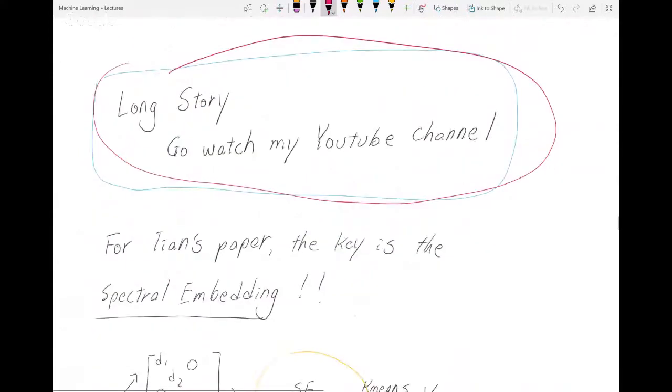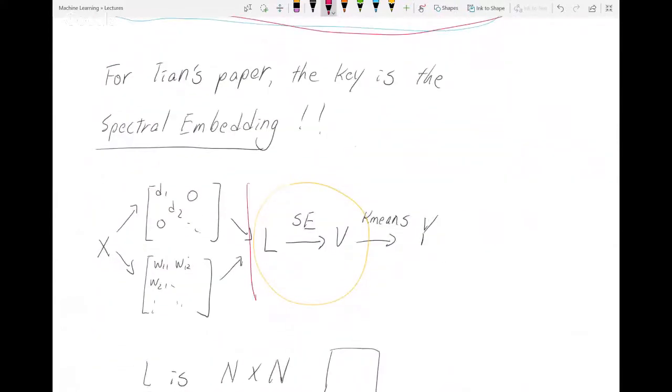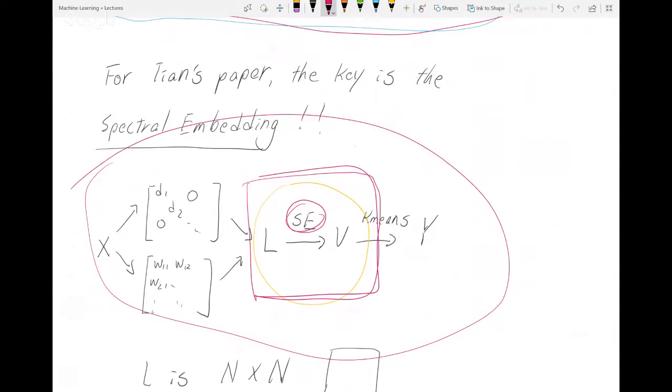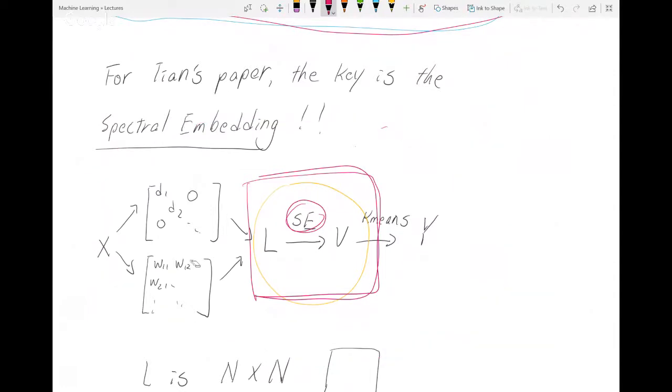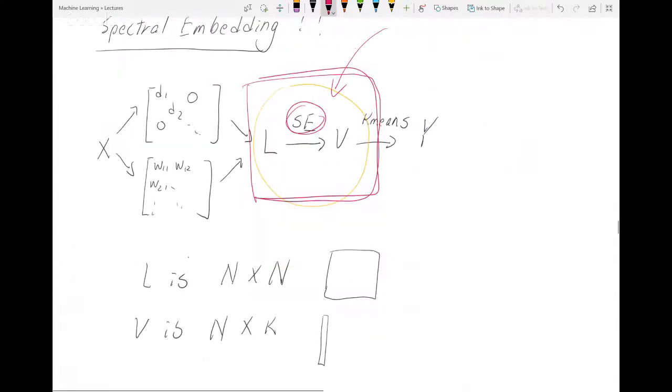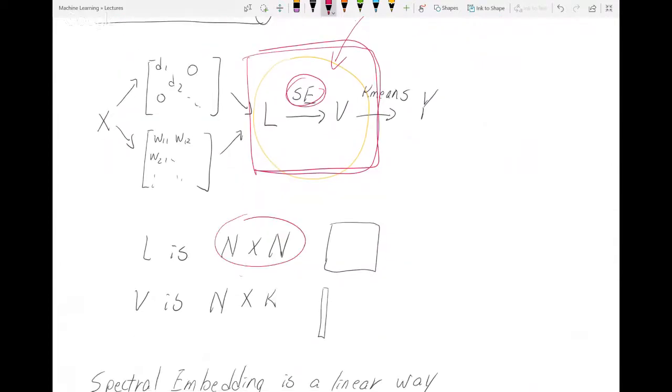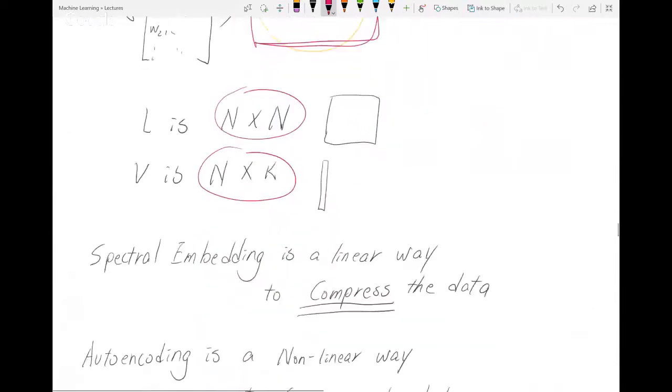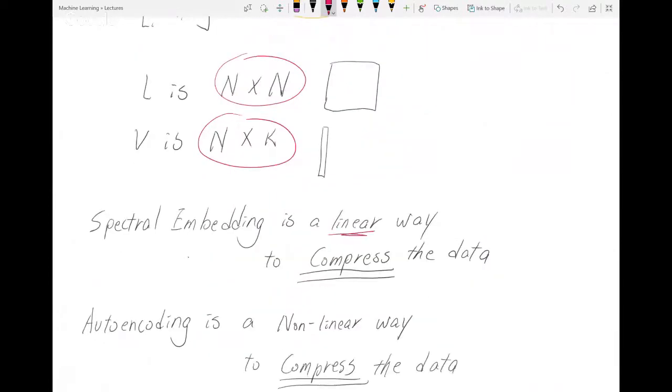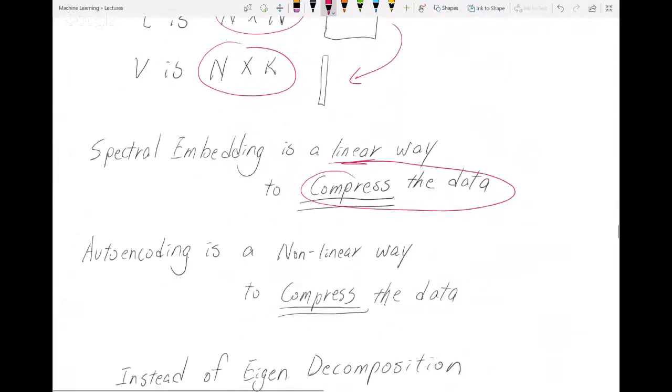So in Tian's paper, the key is this part here, the spectral embedding. Everything else is actually the same. They revised this portion. We know that L is an M by N matrix, and V is an M by K matrix. So spectral embedding is a linear way of compressing the data. You notice what it did, it compressed the data. An autoencoder is a nonlinear way of compressing the data.